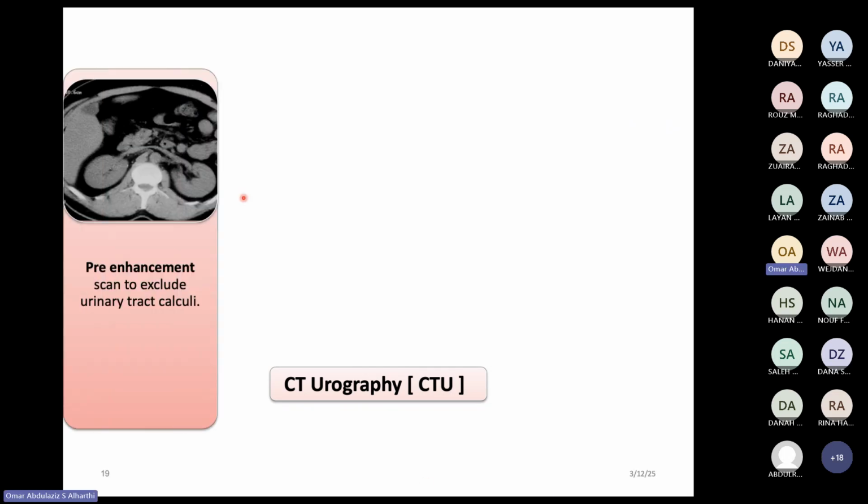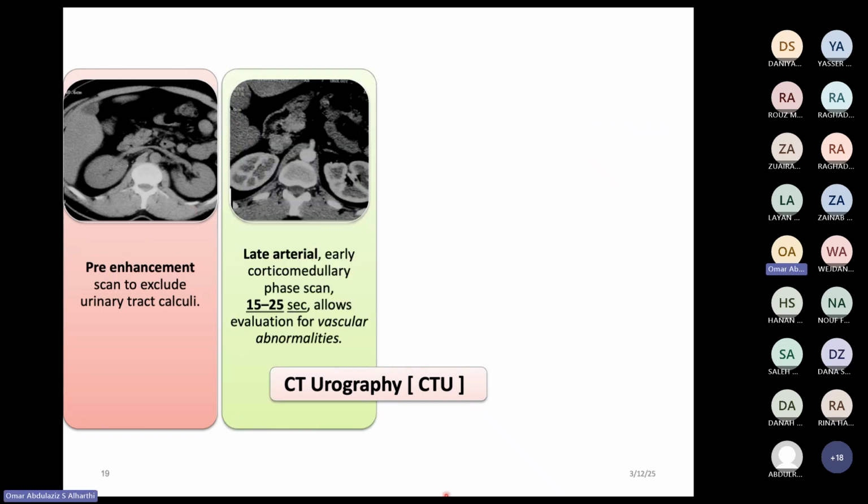Okay, so one technique is CT urography. We do a first scan before giving contrast, which is called unenhanced, to check if there's any stone. And then we inject contrast, and we do it in different phases, okay? The first phase, we do it 15 to 20 seconds after giving the contrast, and this would allow us to evaluate the cortex and the cortico-medullary junction and any vascular abnormality.